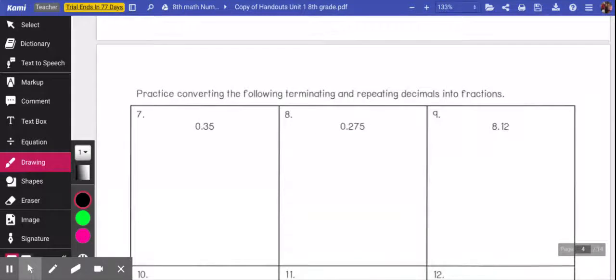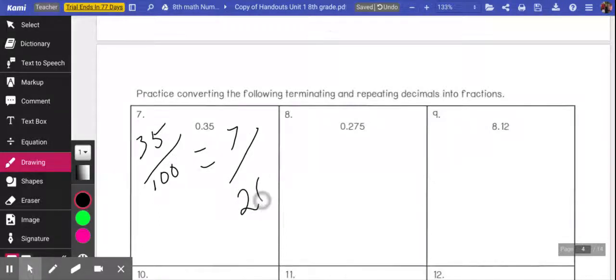So let's do the first one. We say 35 hundredths. So you write it just like it sounds, 35 hundredths, and then you have to reduce it. So I'm going to divide each by 5. So I get 7/20. Okay. You would say this one as 275 thousandths. So write that and reduce it.